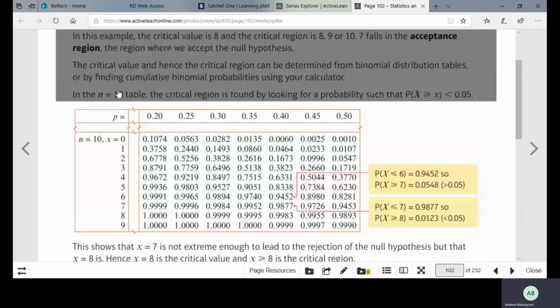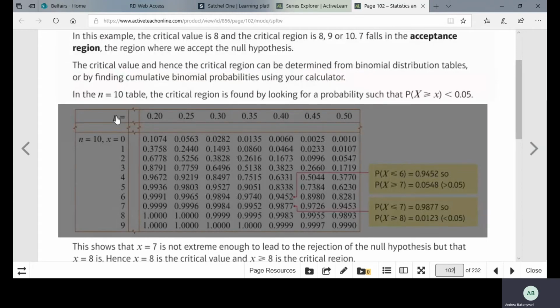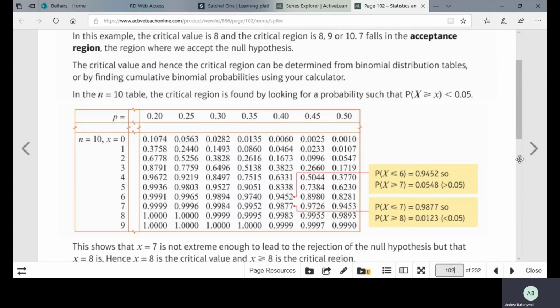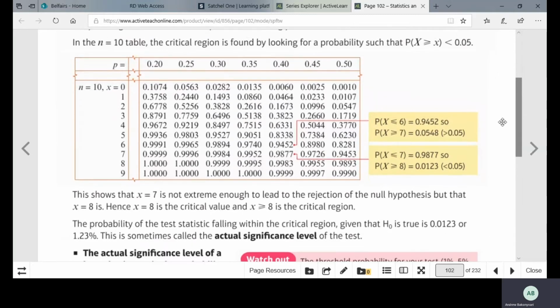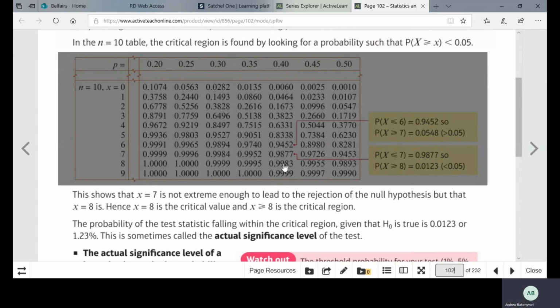So if we have a look here, n was equal to 10, the probability was 0.4, and we can see as we work our way up that we get these values around here. And we're looking for the first value to be less than 5%. Now, here's the thing. When you look across at the number 7, if you subtract that from 1, it does give you less than 5%. But that includes the number 7. So when I subtract that number away from 1, I'm finding the probability that it was 8 or above.